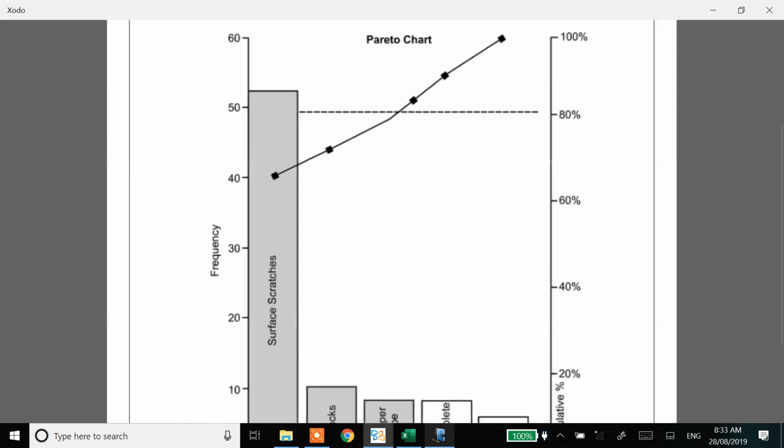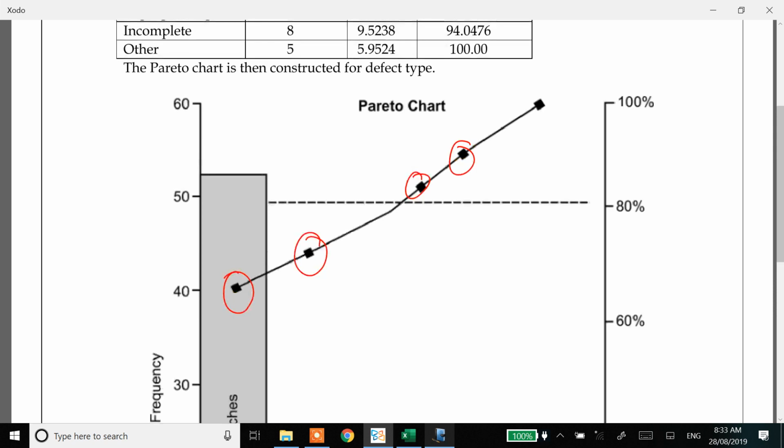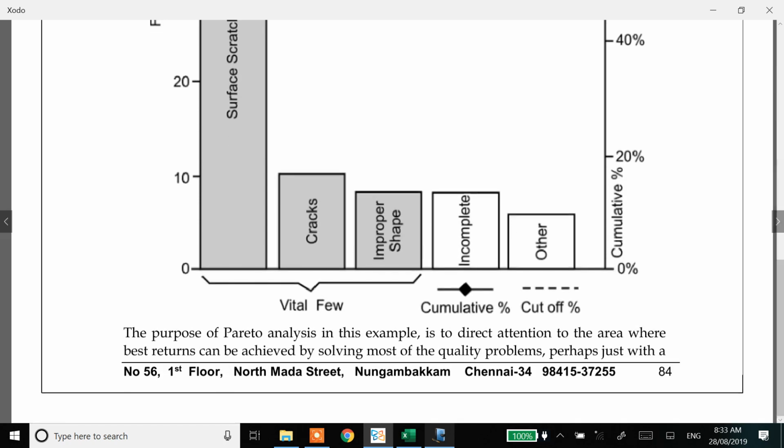And if you see, there is also a line where the numbers are basically starting from 63, 75, 84, 94 or whatever, 94 and 100. This is how this has been constructed. One side I put a bar diagram, other side I put a line to show this graph, and here below they have said vital few. These are the most important ones: surface scratch, crack and improper shape.